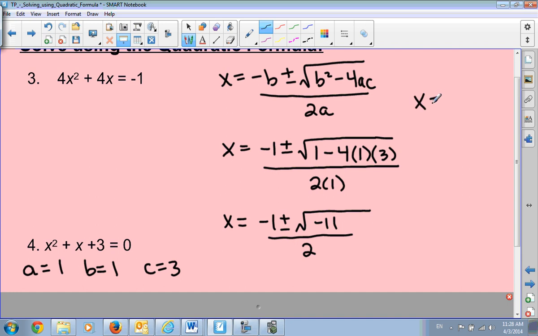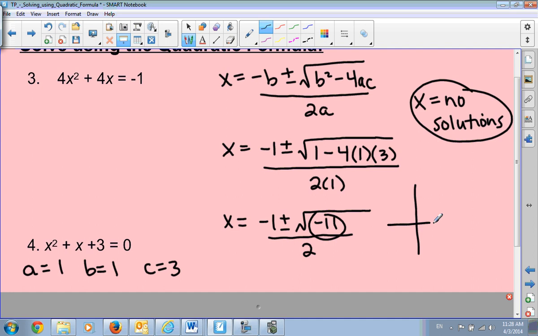Because your answer is no solution. You don't have any solutions because the sign under the radical is negative. That means your graph looks like this or it looks like this. It's never going to touch the x-axis. Okay?